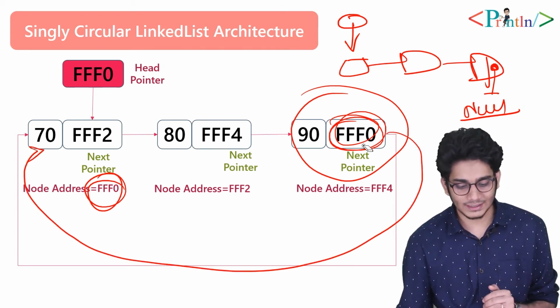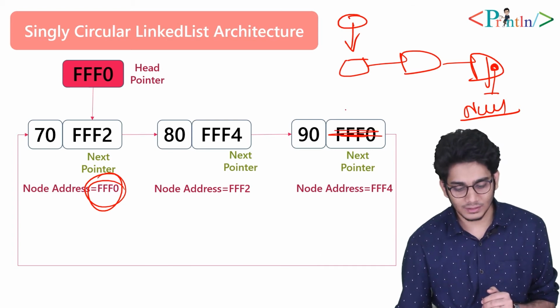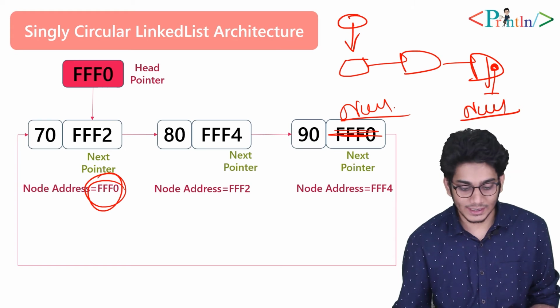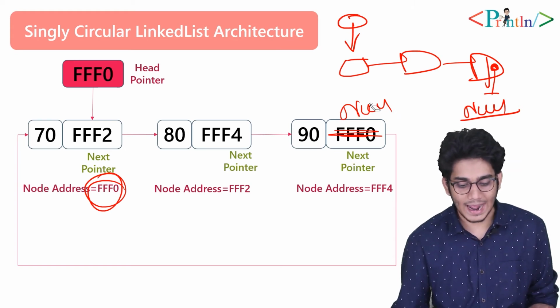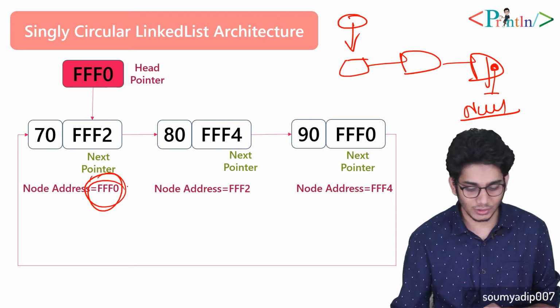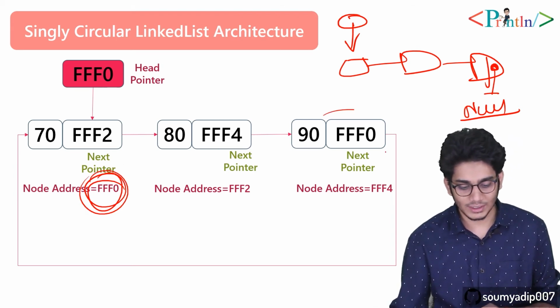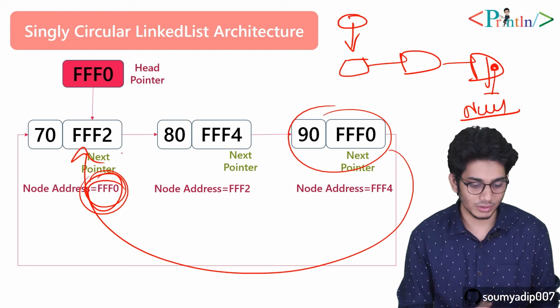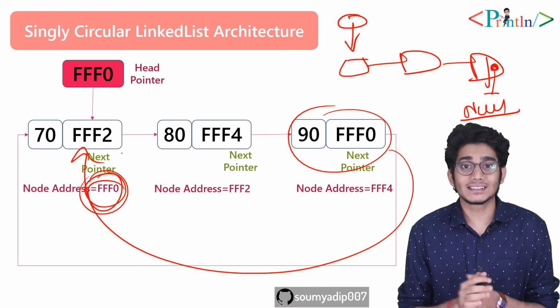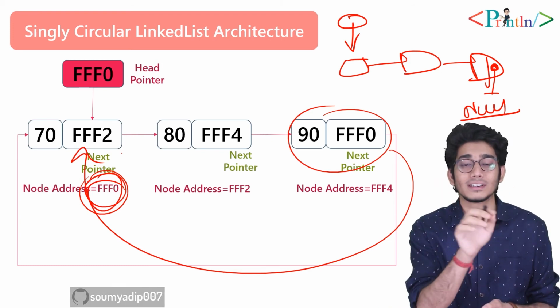If it's a singly linked list, then we have null over here, but for a circular linked list it will have the address of the first node. So in this case that is FFF0. You can see that the last node is pointing to the first node. So this is what your circular linked list is. What are the key properties of circular linked list? That your last node will be pointing to the first node.